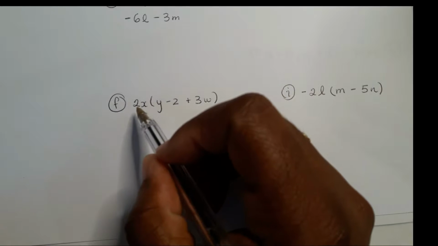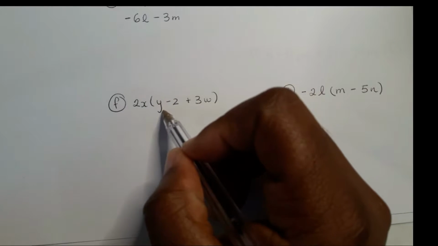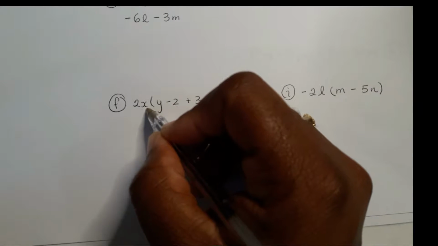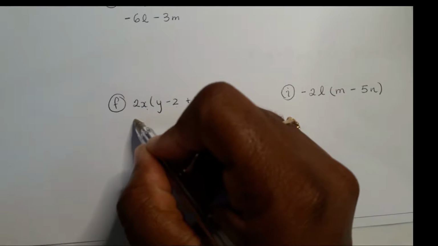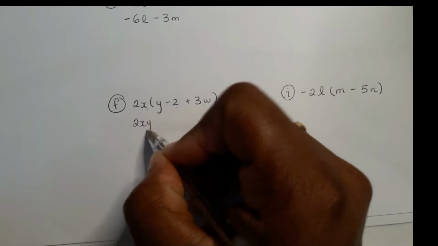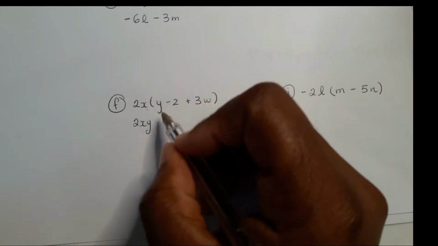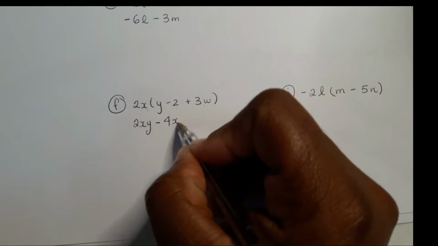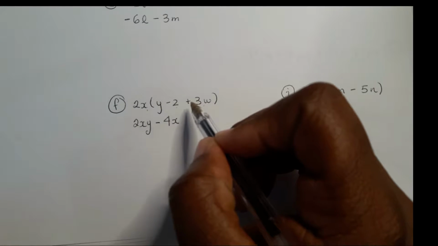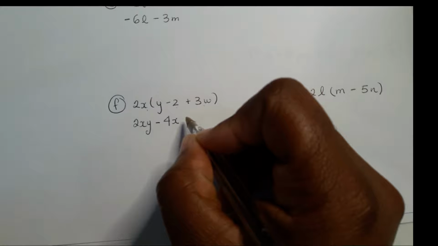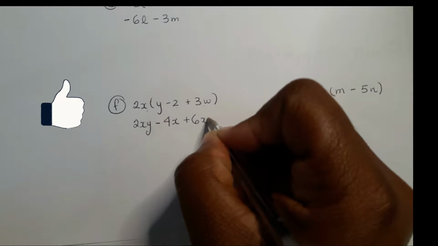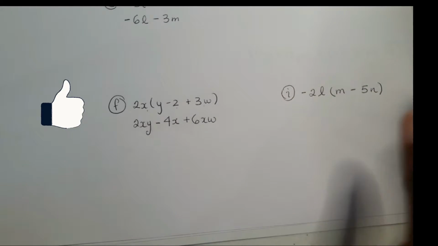Let's go here. We have 2x, and we have y, negative 2, and 3w. So 2x times y will give you 2xy. 2x times negative 2 will give you a negative number, which is negative 4x. And then 2x times positive 3w will give you positive 6xw. Right?